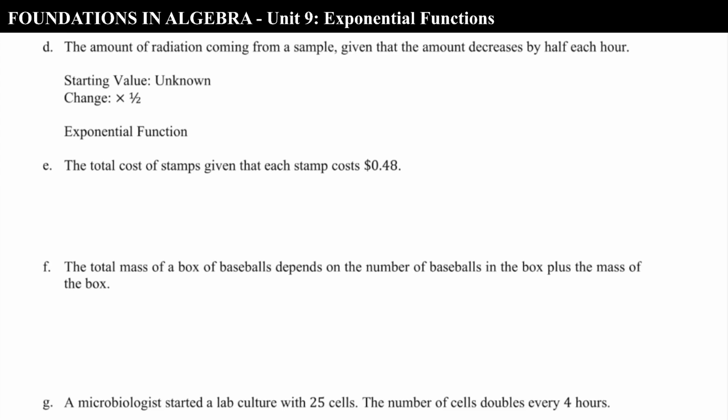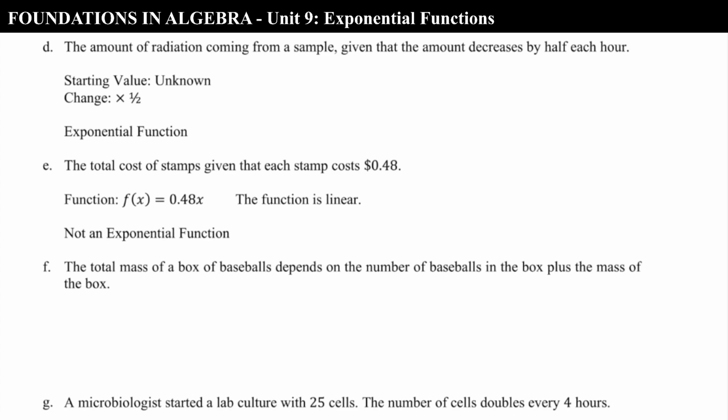In E, the total cost of stamps given that each stamp costs 48 cents. Well, here we can create a function, and we can pull our old linear function skills out, okay? Because we know each stamp costs 48 cents. You multiply 48 cents by the number of stamps you're going to get, and that gives you the total cost. Well, that we already recognize as linear, so therefore it is not exponential.